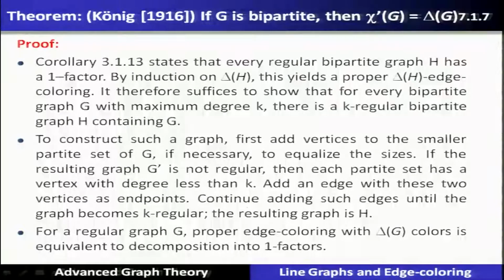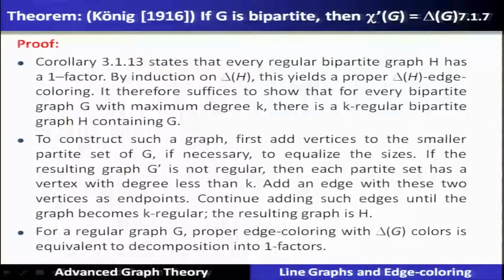Corollary 3.1.13, stated in the previous videos, is Hall's theorem, which states that every regular bipartite graph H has a one-factor. It is a theorem about matching, as a one-factor is nothing but a matching. So by induction on big delta of H, this yields a proper delta H edge coloring.